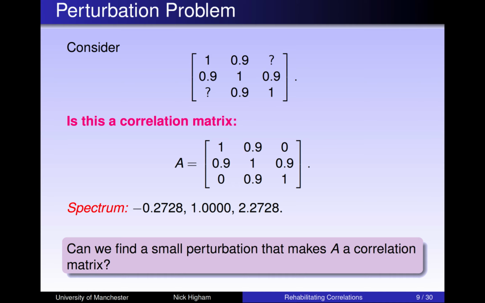So the first problem I want to look at is, given that matrix, can we perturb it to make it a correlation matrix? So can we find a small perturbation, as small as possible, to produce a true correlation matrix? We want to keep the ones on the diagonal, but we want the eigenvalues to be non-negative.